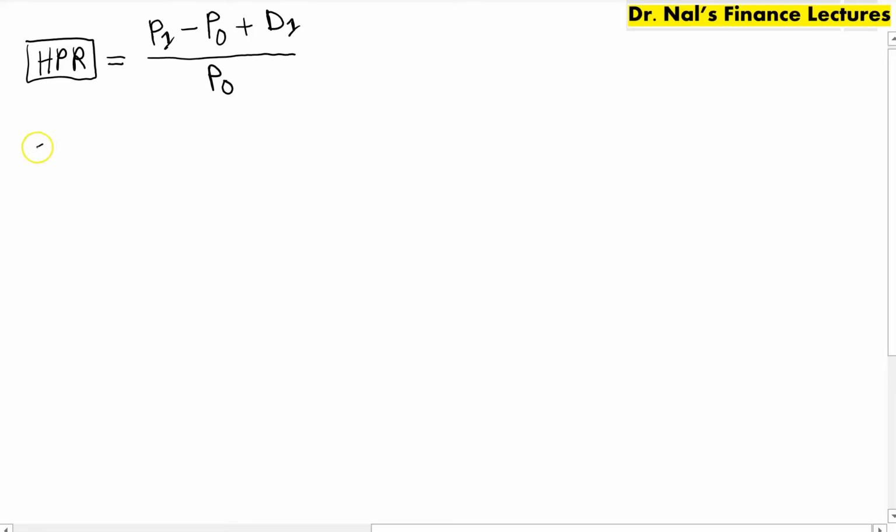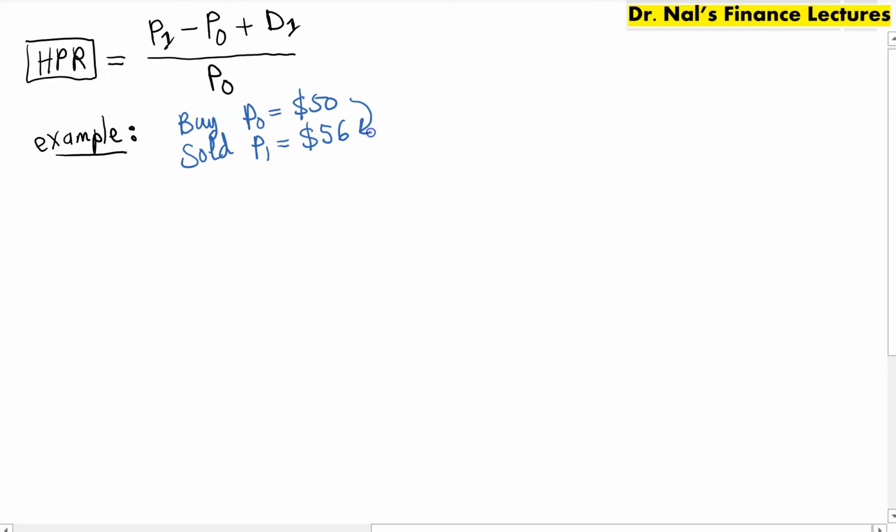I think the best way to describe it is with an example. So hopefully with that example, it will make more sense. Suppose that you bought a security at, let's say, $50, and next year the stock price is now $56. So clearly you have made what we call a capital gain. The difference between the new price and the old price is the capital gain.